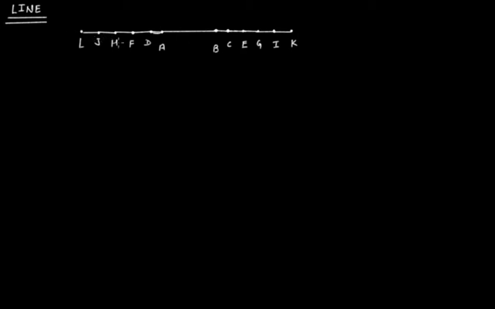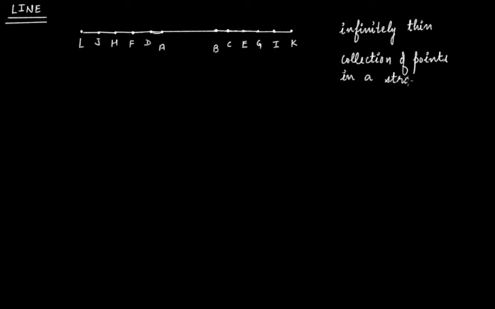A line is infinitely thin. This concept of a line is actually infinitely thin, and it's a collection of points in a straight path, that is, it will go on extending at this end.